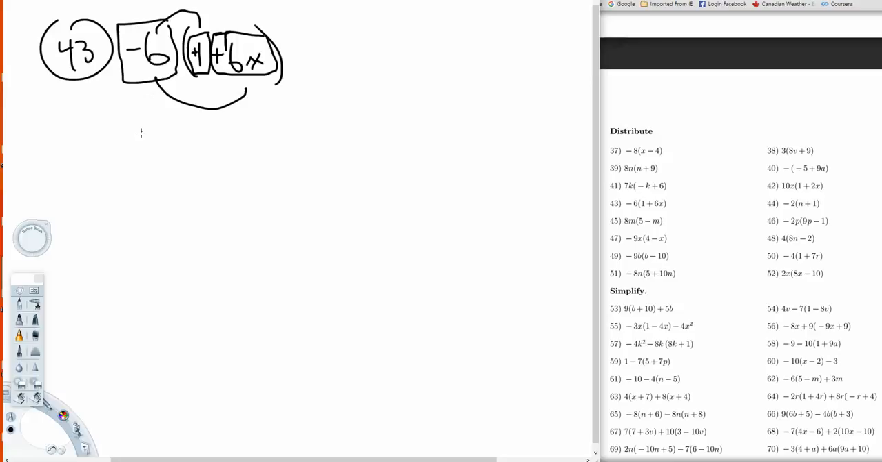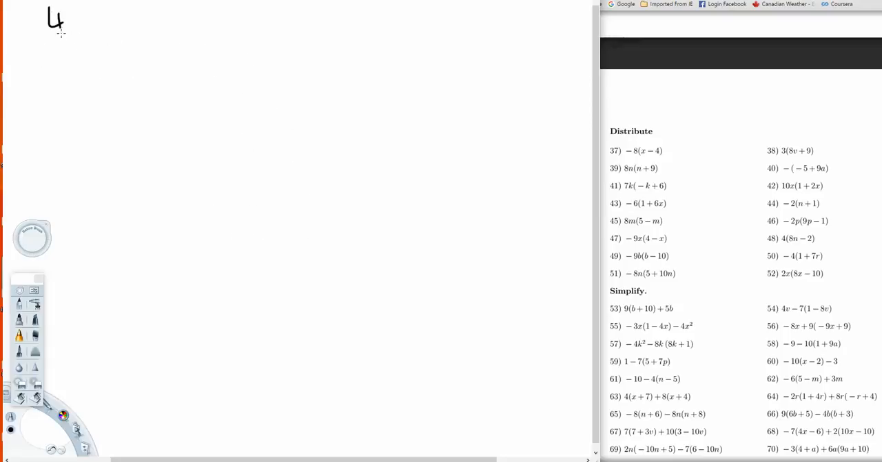Minus 6 times plus 1 equals minus 6. And then minus 6 times 6x. Let's see what that gives us. Combine the like terms. That's minus 36x. So it's minus 6 minus 36x. Is that the right answer? Yes, it is. 43? No, I just did 43.